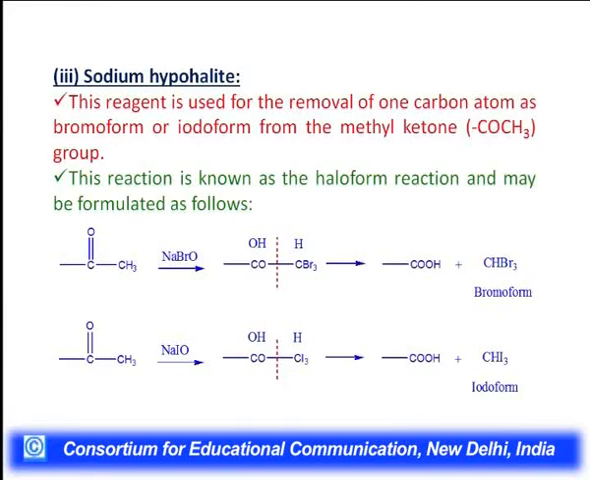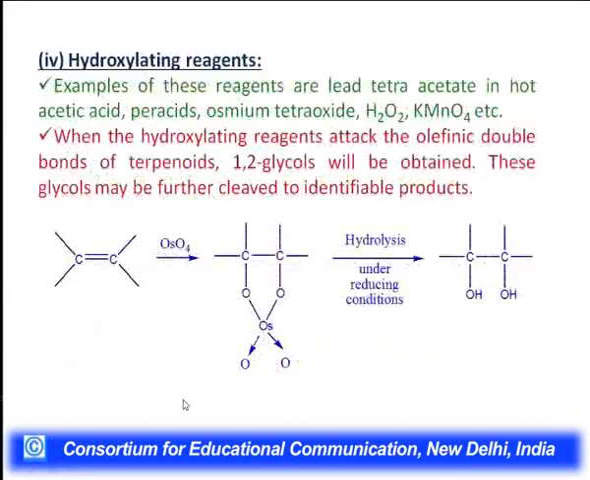Then comes sodium hypohalite. This reagent is used for the removal of one carbon atom as bromoform or iodoform from a methyl ketone. If we have this methyl ketone linkage in the terpenoid and we do this kind of reaction, then we will get 2 side products. One is bromoform and in the second reaction it will be iodoform. So we can conclude that the terpenoid contains this kind of moiety.